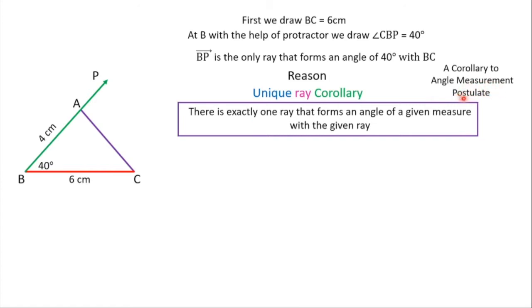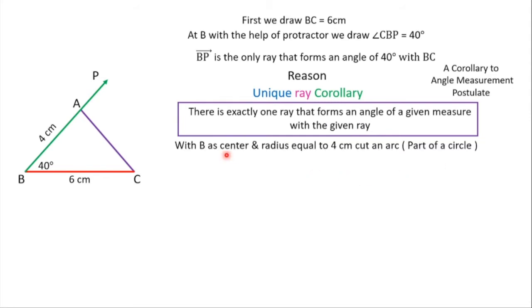There are postulates concerned with the measurement of an angle, and for this postulate, the unique ray corollary is one corollary, which states that there is exactly one ray that forms an angle of a given measure with the given ray.